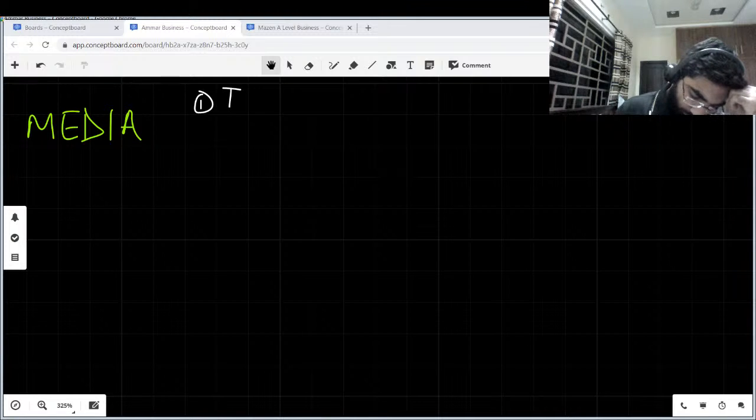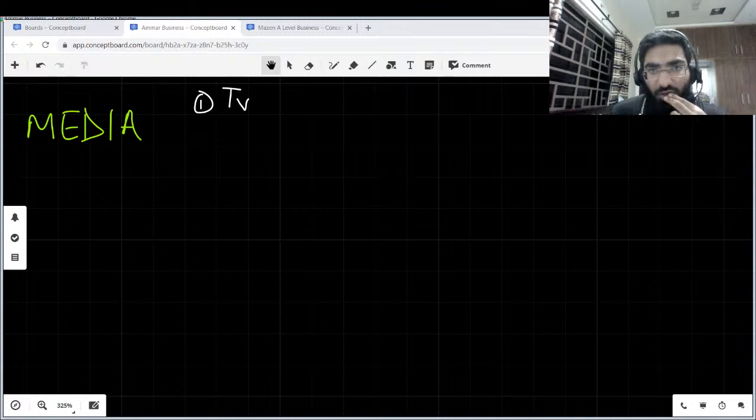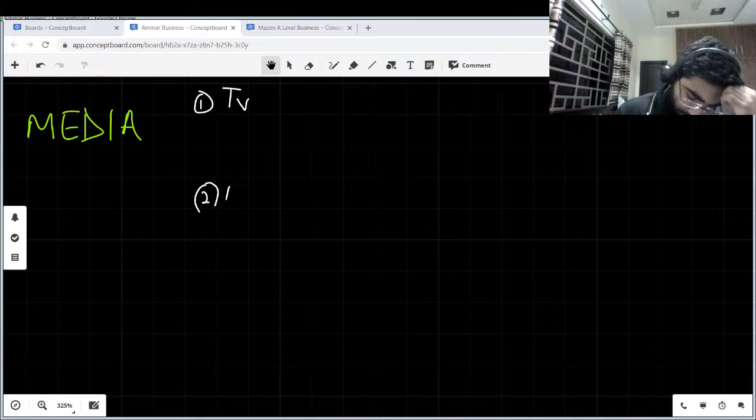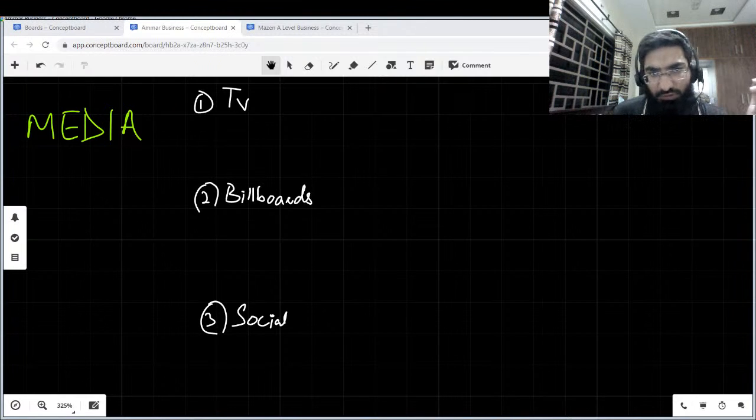The other is billboards. Okay, billboards. Other is social media. Social media, correct. Newspapers, mass communication. Newspaper is correct. Then newspaper, what else? Magazines, they are categorized as one.